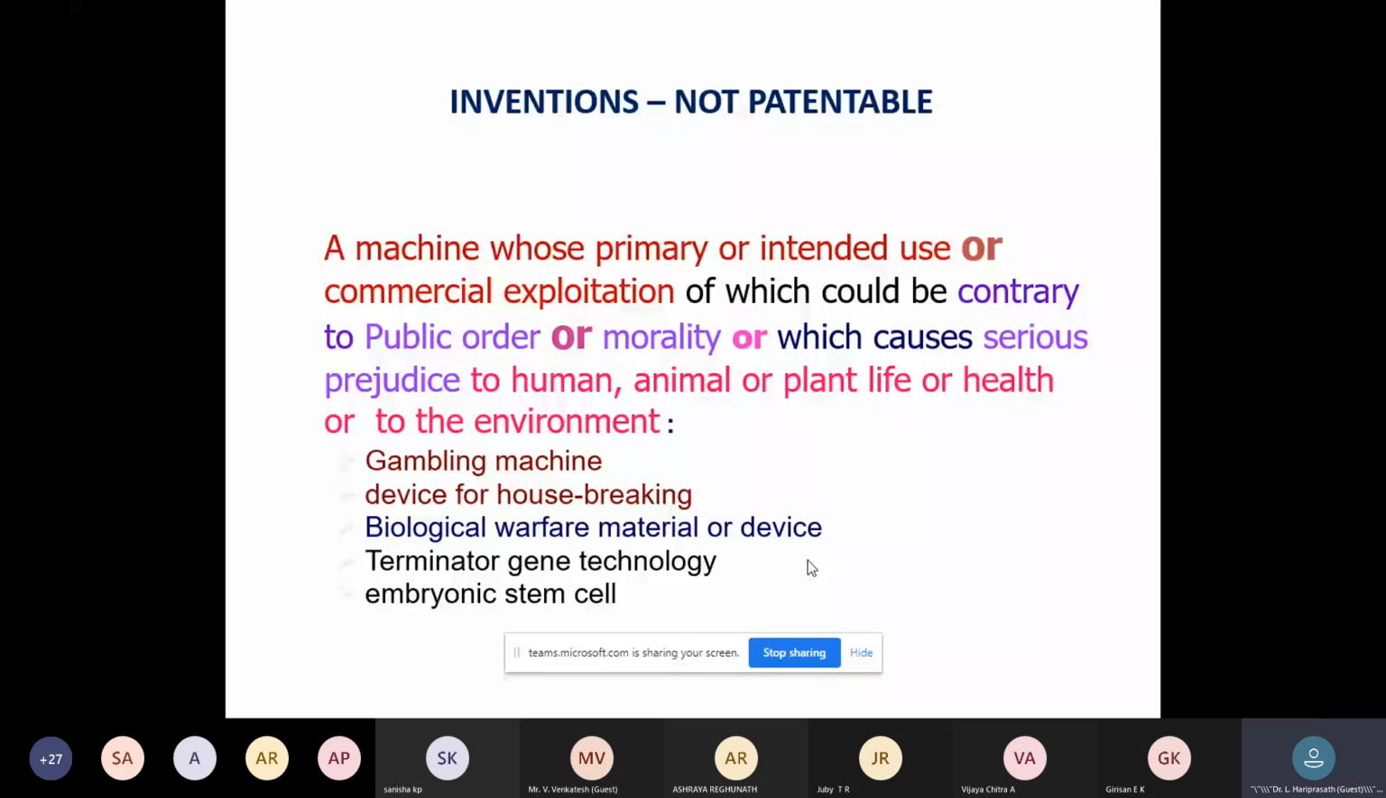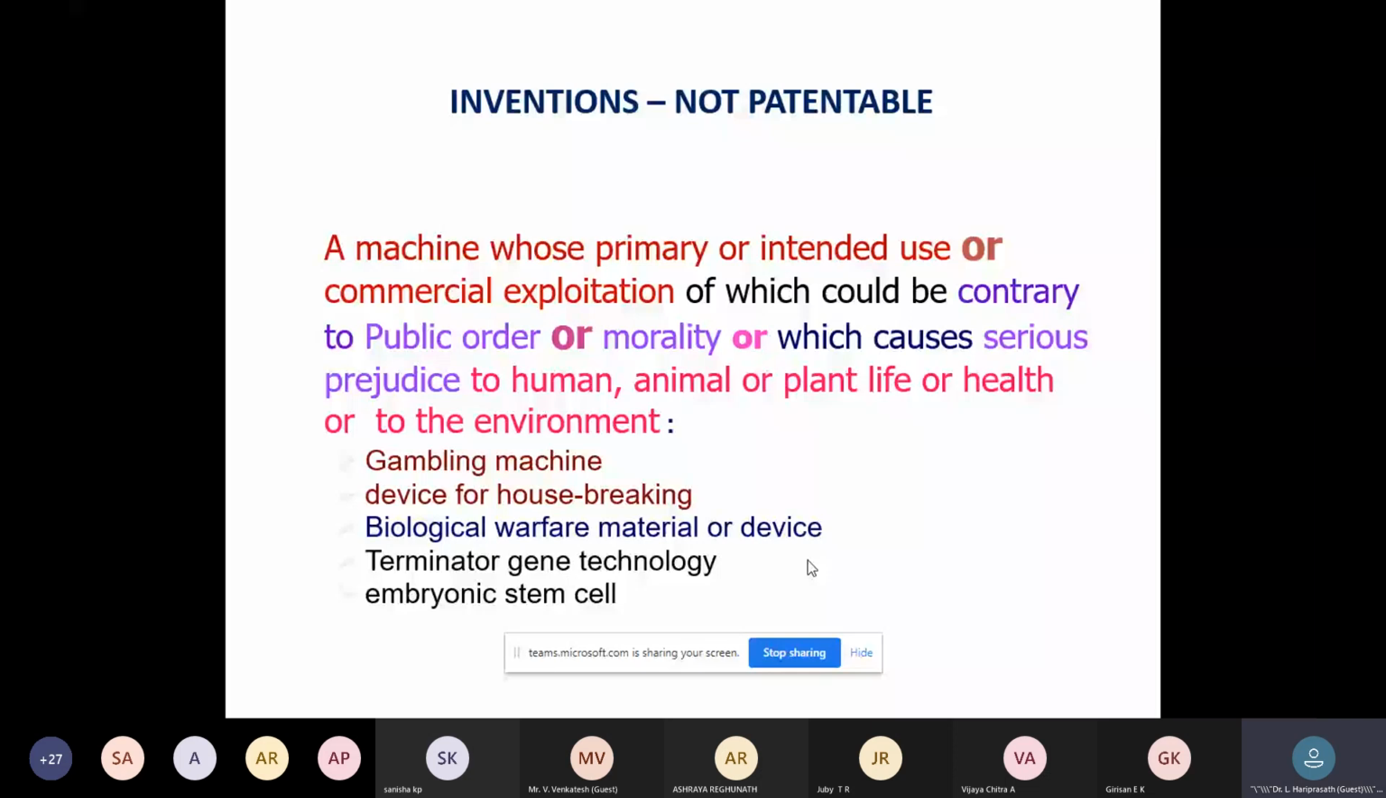Now let's discuss the things that cannot be patented. When your invention is related to any gambling machine, or a device for house breaking, or it is a biological warfare material, or a terminator gene technology, or an embryonic stem cell, for these research activities your patent is not given. That is, when there is an opportunity for others to exploit your research, such research activities are not encouraged by a patent office, and the patent will not be granted.